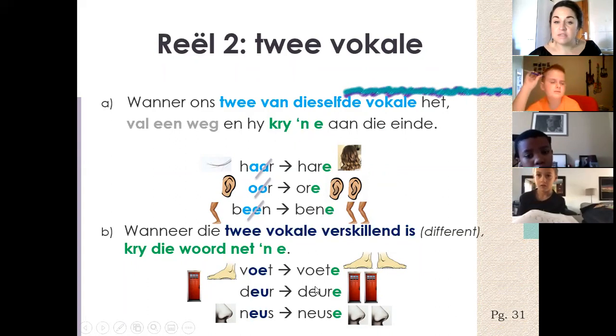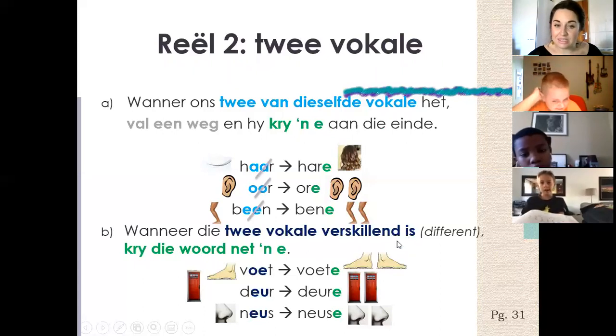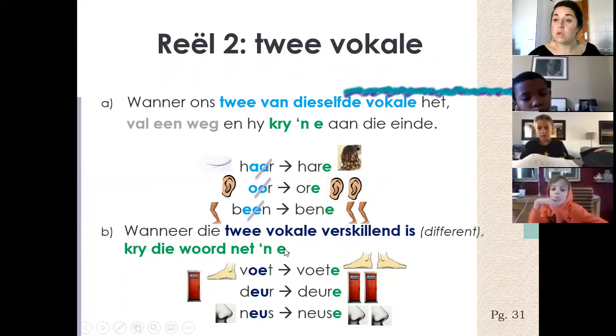Now the second part of this rule is when we have 2 vowels that are different. 2 vokale wat verskillend is, like o en 'n e en 'n u or e en 'n u, kry die woord net 'n e. So then we don't change it at all. We just add 'n e. Voet, voete, deur, deure, neus, neuse.